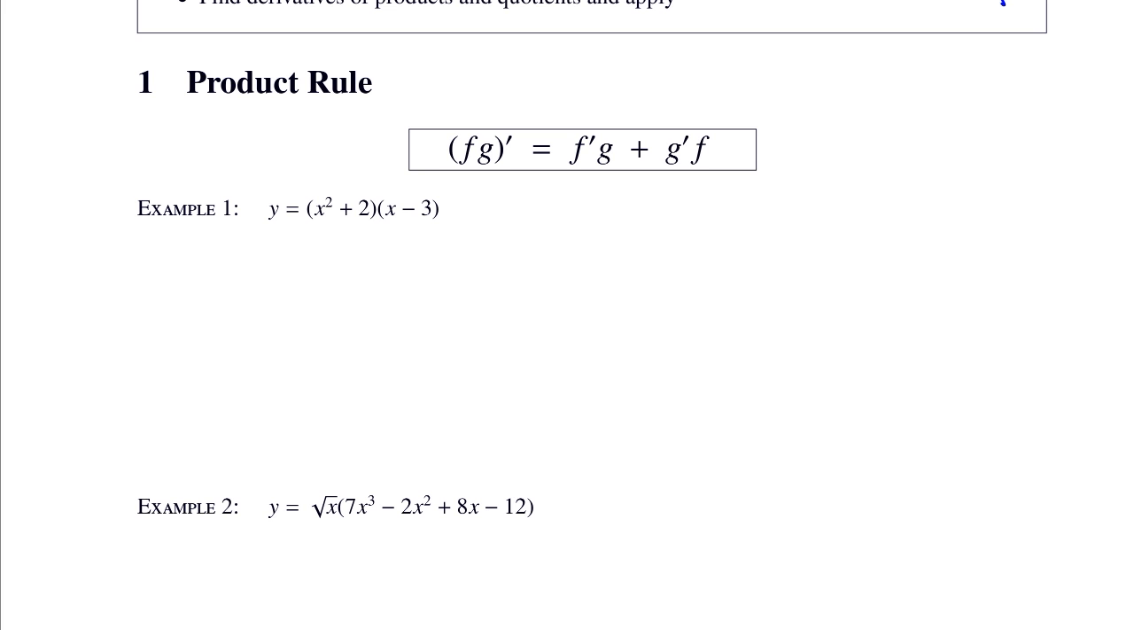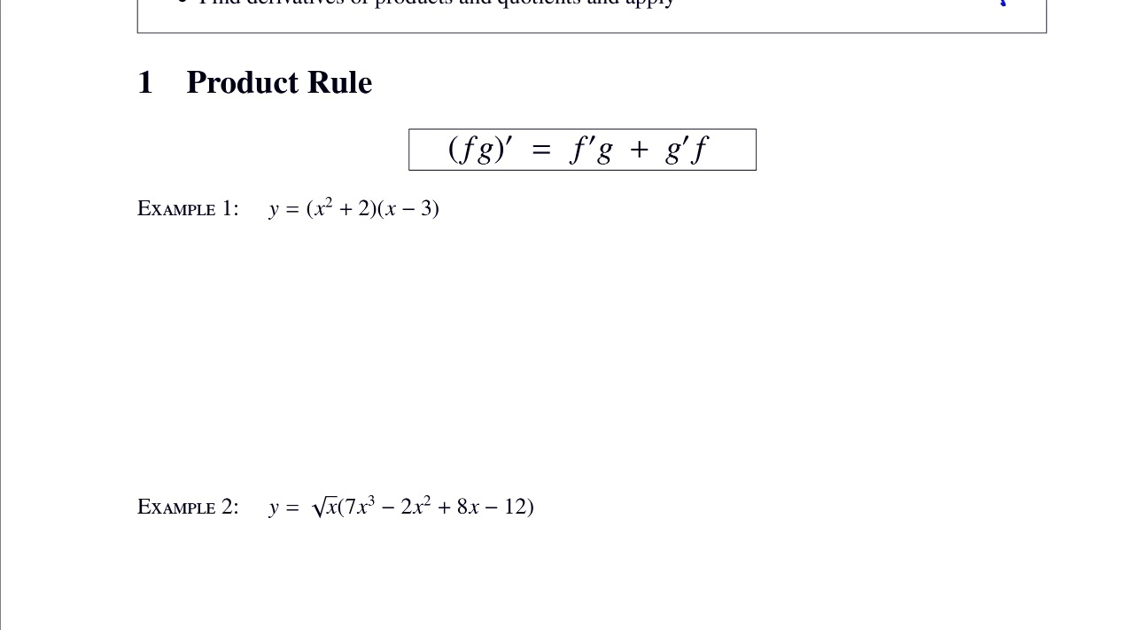So you have to acknowledge where the derivatives are being taken and where they are not being taken. Here is f prime, that's the derivative of f. This g is the original g from the function that we're taking the derivative of. This g is a lot of times what I would call unchanged. It's the original g from the beginning. Plus g prime times f.